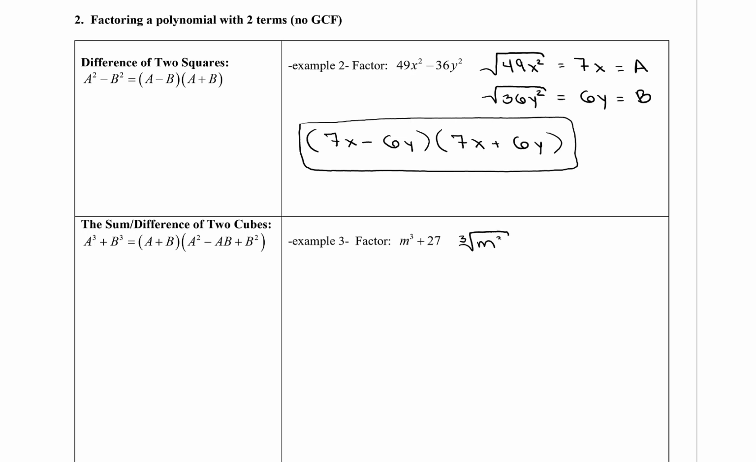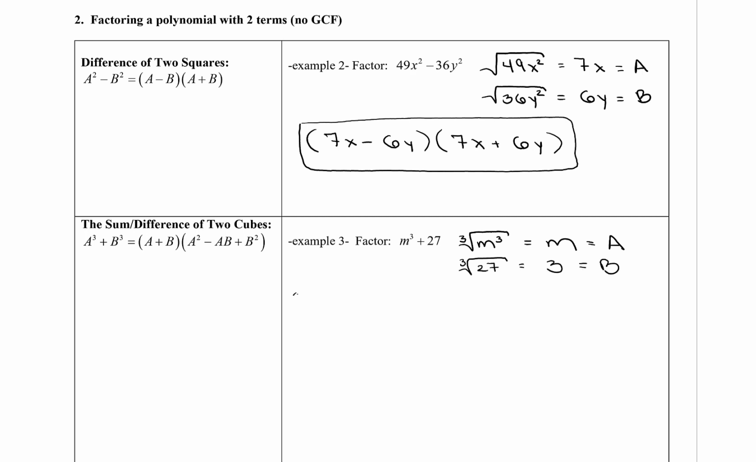So I'm going to take the cube root of m cubed, and that's going to be equal to m, which equals a. And then the cube root of 27. 27 is just 3 factors of 3, so the cube root of 27 is going to be equal to 3, which is equal to b.